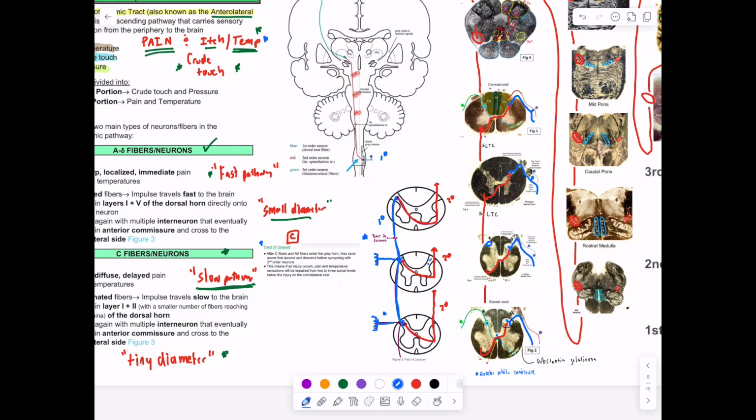Okay, and then you think to yourself, well, what is this tract doing? This is pain, itch, temperature, crude touch. And so that means that you have, this is one spinal level, two spinal levels, three spinal levels. Three spinal levels can all be affected by the same pain sensation.